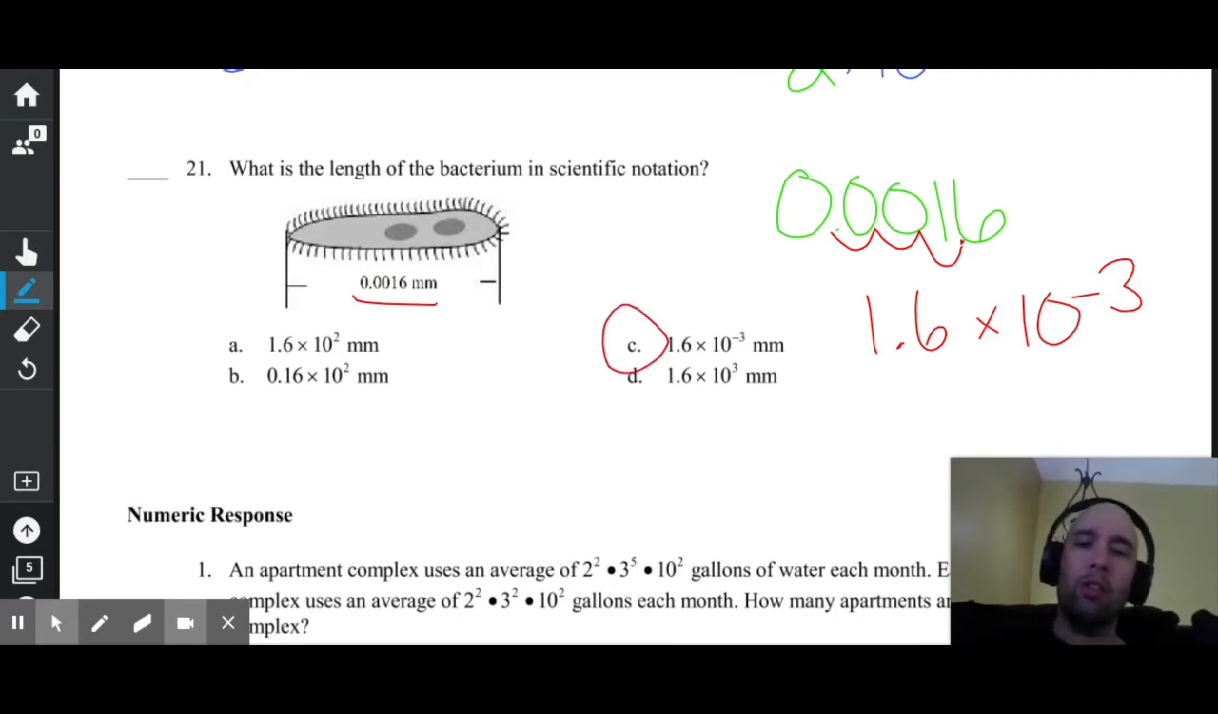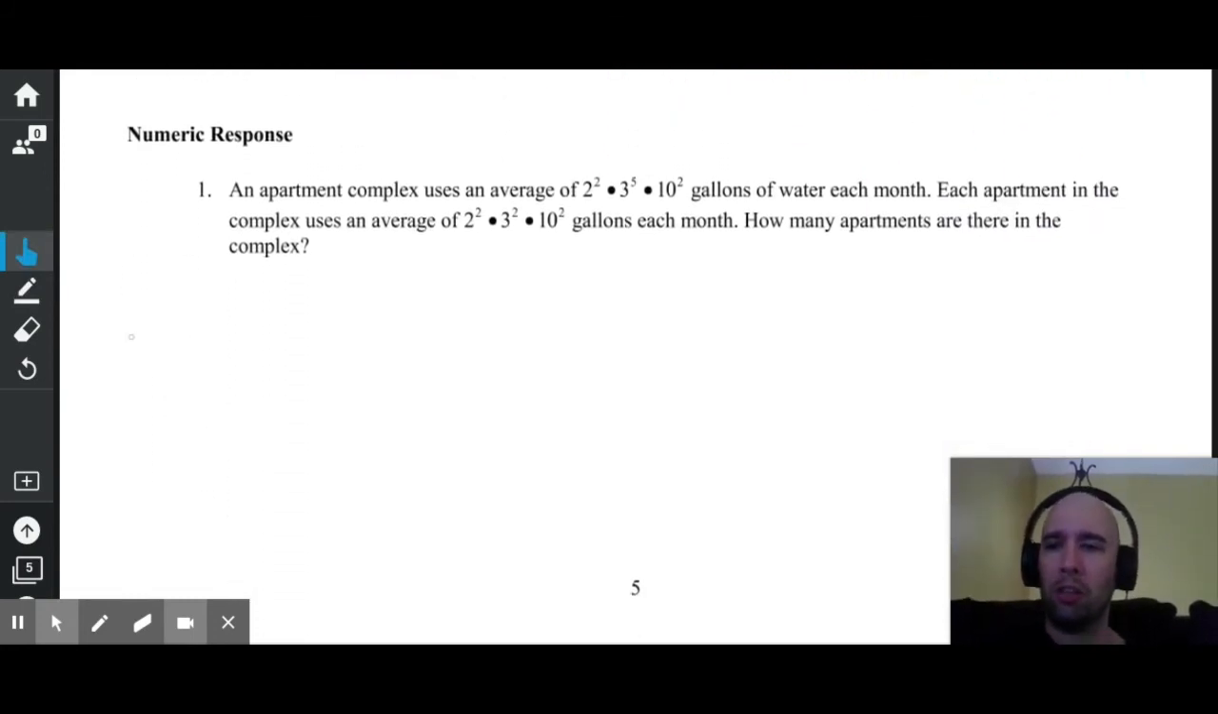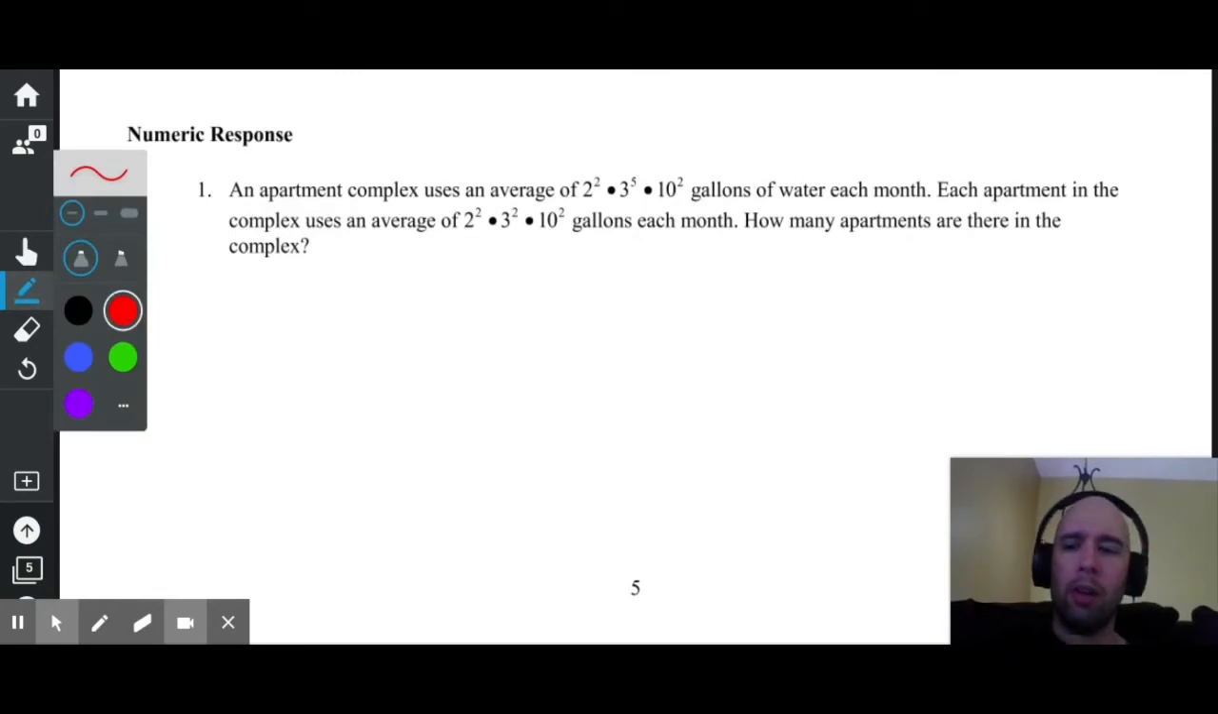And that, ladies and germs, is the end of the multiple choice section. Now on to the not multiple choice section. And it doesn't start out friendly, it looks like.